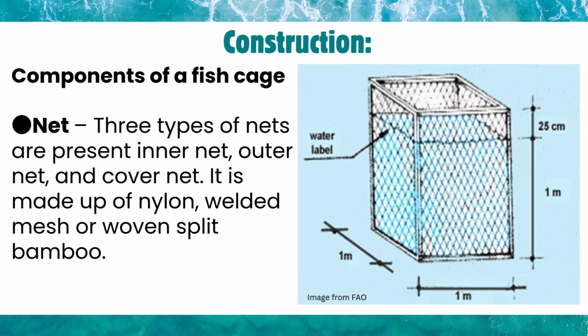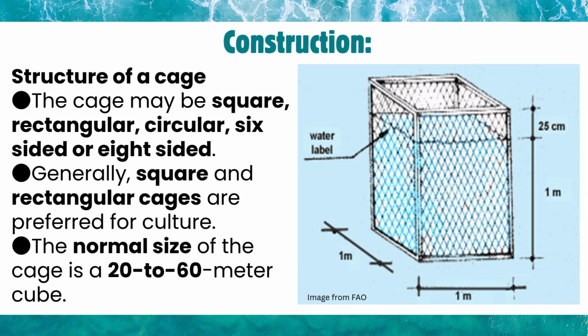Net. 3 types of nets are present: inner net, outer net, and cover net. It is made up of nylon, welded mesh, or woven split bamboo. Structure of a cage. The cage may be square, rectangular, circular, 6-sided, or 8-sided. Generally, square and rectangular cages are preferred for culture. The normal size of the cage is a 20 to 60 meter cube.